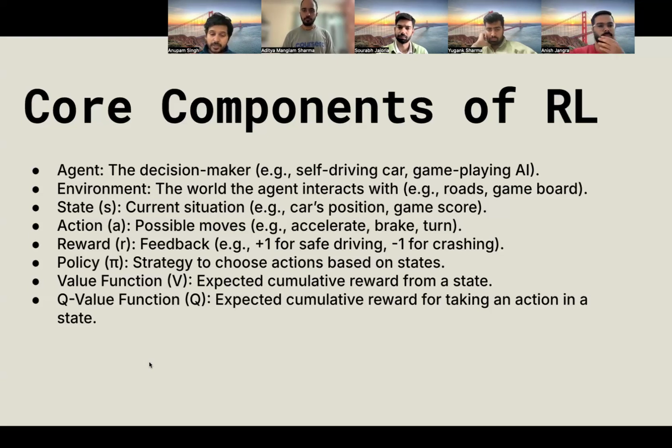Then there is the Q value function. Q value function is the expected cumulative reward for taking an action in a state. Value is, this is what will happen. Q value is, if you take that action, what is the expected cumulative reward for the particular action that you're going to take. Those are the core components of any RL algorithm. We'll learn a brief about a few of them.